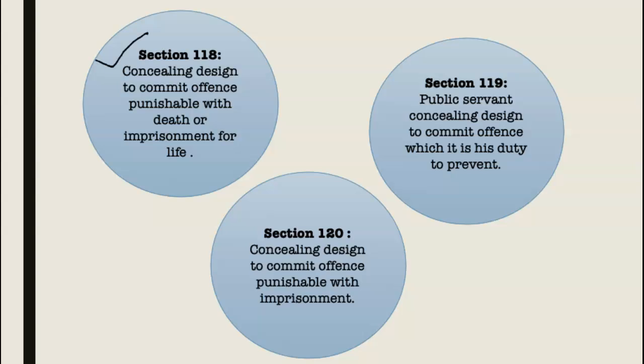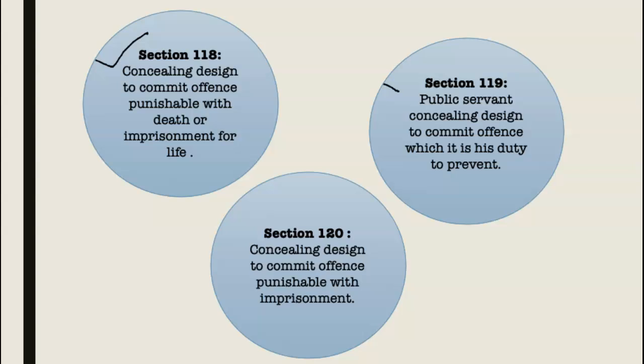Section 118 basically talks about concealing design to commit offence punishable with death or imprisonment for life. So basically the section states that whoever, intending to facilitate or knowing that it will be likely to facilitate the commission of an offence punishable with death or imprisonment for life, conceals the design, if the offence is committed, shall be punished with imprisonment of either description for a term which may extend to 7 years, or if the offence has not been committed, the imprisonment is for a maximum period of 3 years.